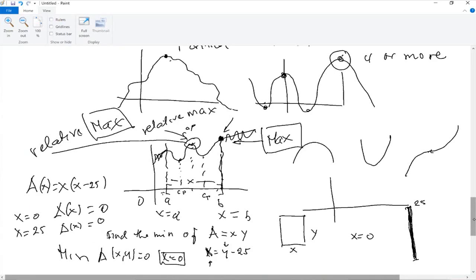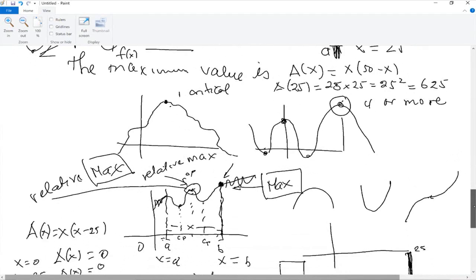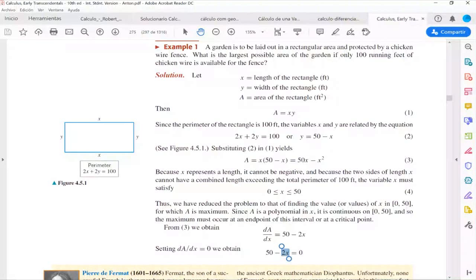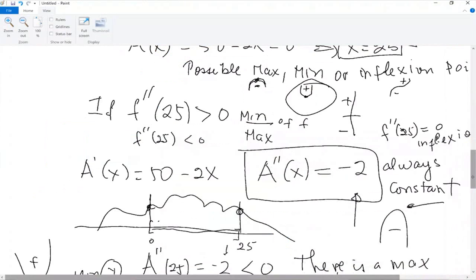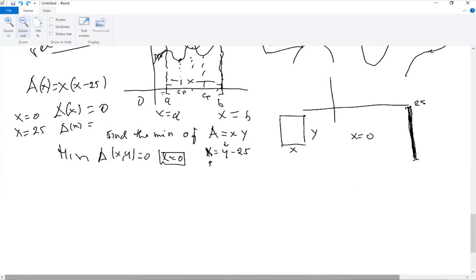Okay? Oh, I'm sorry, what happened? Was not that the function? Yeah. It's 50 minus x, you know? It's 50 minus x. It's 50 minus y, which is also true, you know?